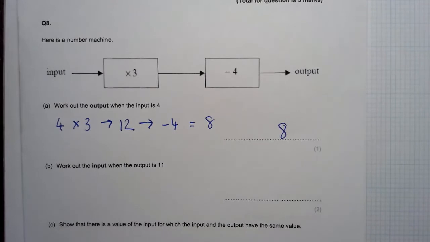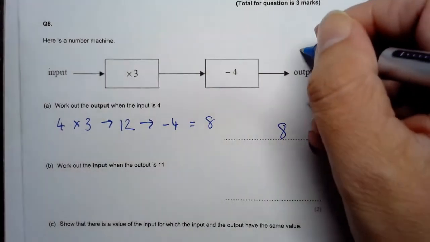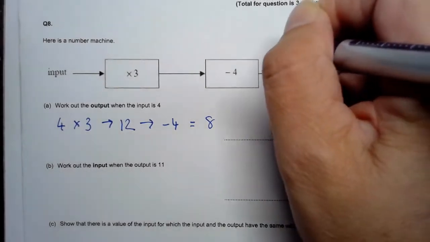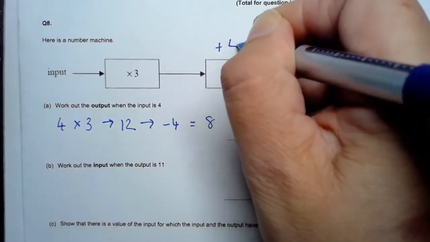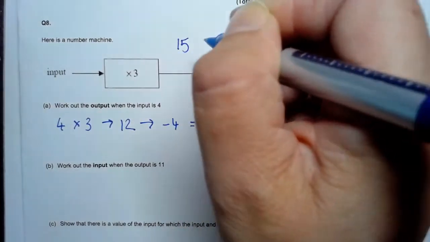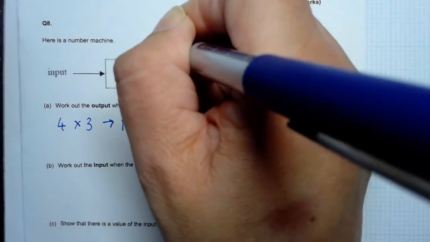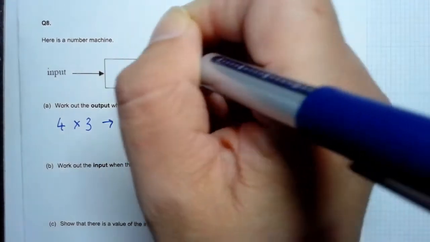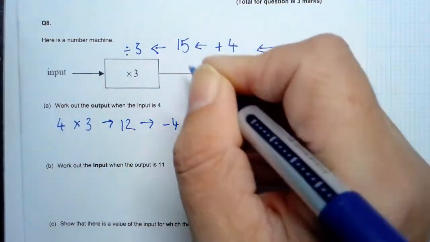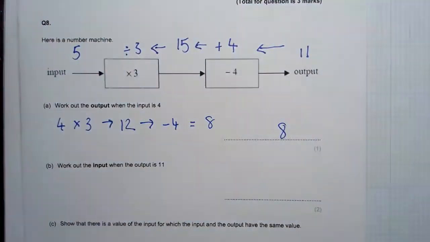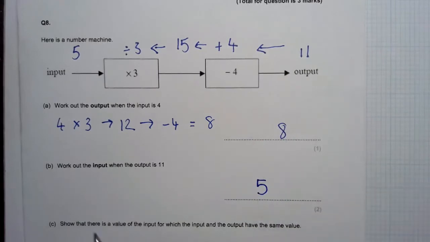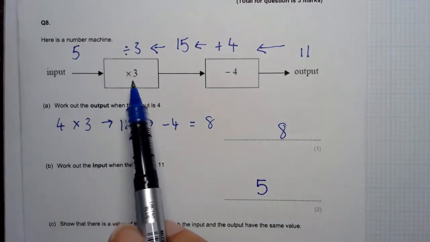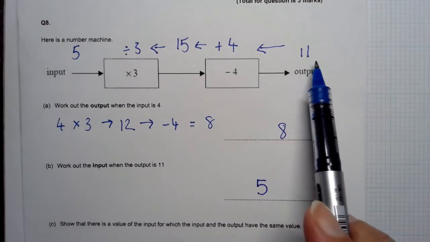And if we're told that the output is 11, we need to work backwards. I'll do it up here so it makes more sense. So if I'm going backwards, I put the 11 in. You have to do the opposite if you're going in the opposite direction. So I'm going to add 4, which will give me 15. And then I'm going to divide by 3. So 15 divided by 3 will give me a 5. So it was a 5 that went in. And you can always check that by putting it back in. So 5 times 3 is 15, and 15 minus 4 is the 11.